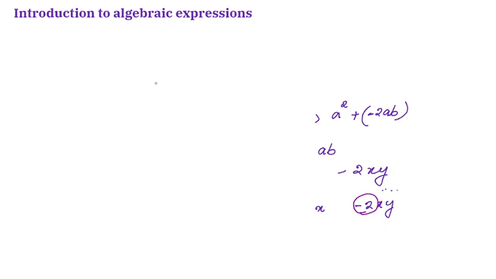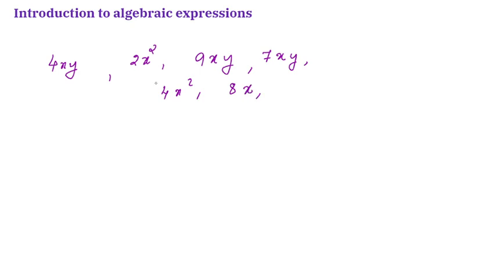Now we can see like terms and unlike terms. So what are like terms and what are unlike terms? So consider algebraic expressions 4xy, 2x square or 9xy, 7xy, 4x square, 8x. Okay, let's say 10y. So these are all some algebraic expressions. So what is the variable part here? Here the variable part is xy. So in the first one the variable part is xy.